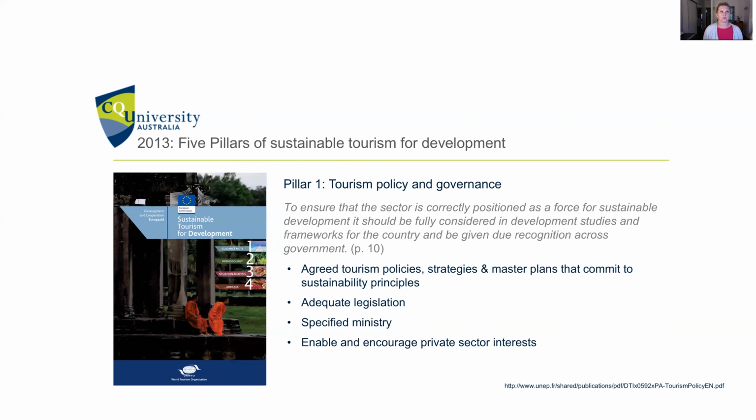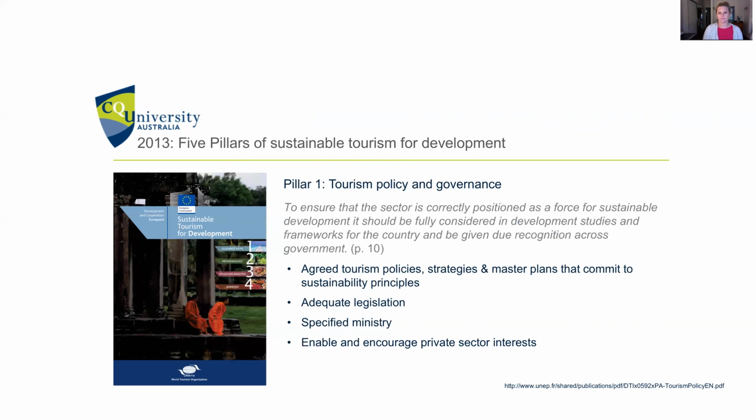Then the 17 goals for sustainable development came out, and I think there's a document that I discussed in the first or second lecture that tells you about how those two, the 5 pillars and the 17 goals, relate to one another. Okay, so the first pillar of sustainable tourism for development is, according to these people, tourism policy and governance.